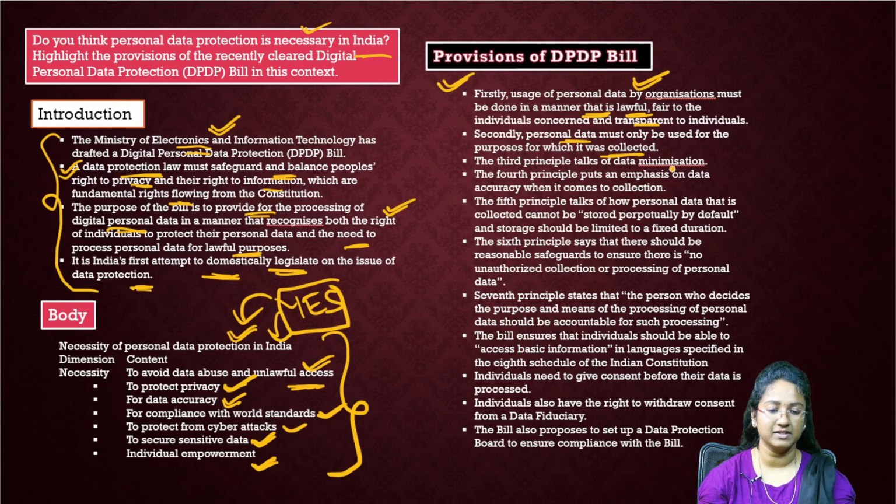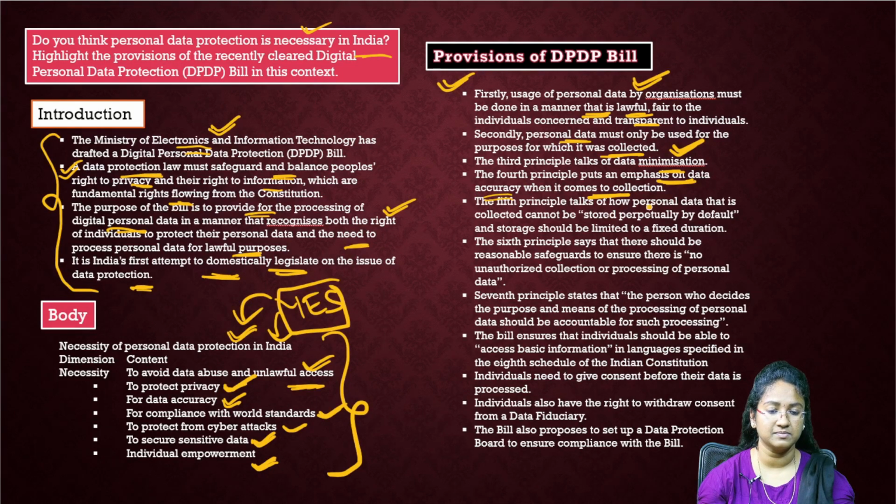And the third principle says regarding data minimization, and the fourth one puts an emphasis on data accuracy when it comes to collection. So first of all, we have to know the purpose of data collection. Why are we collecting the personal data? And we have to stick to that purpose. Only for that purpose we have to use the data, so that accuracy must be maintained.